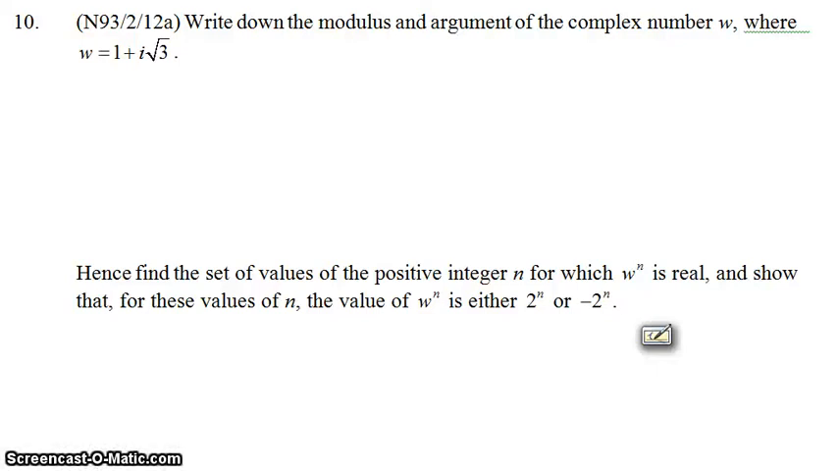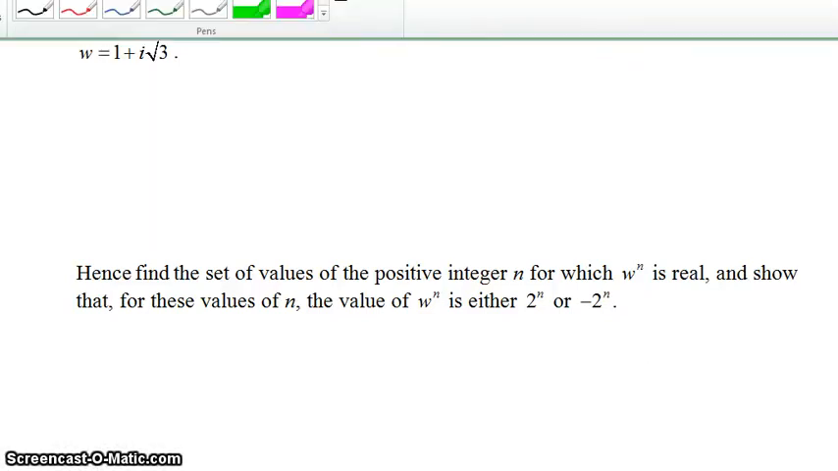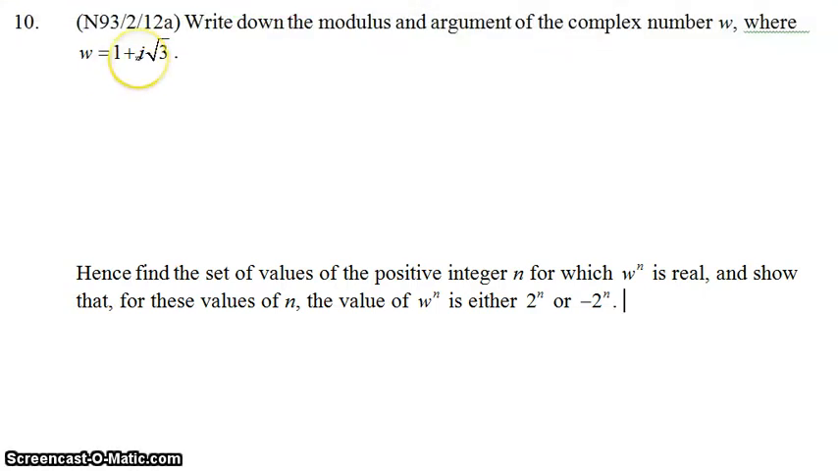Question 10. Write down the modulus and argument of the complex number w, where w is equal to 1 plus i root 3. So again, this is where knowing our 1, 2, root 3 triangles comes in, because this is a 1 and a root 3, so we kind of know where this triangle is going. So let's do a quick sketch of it.